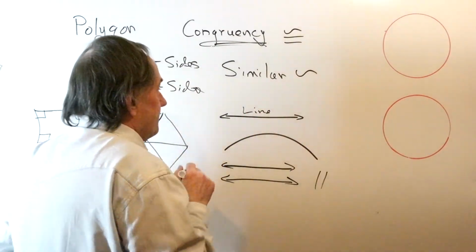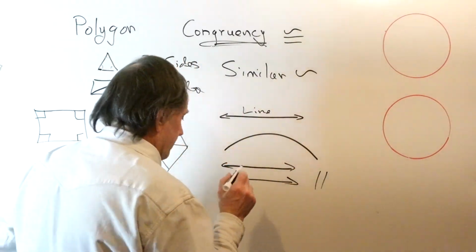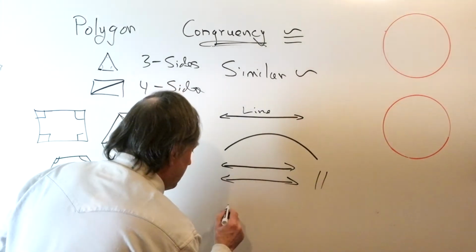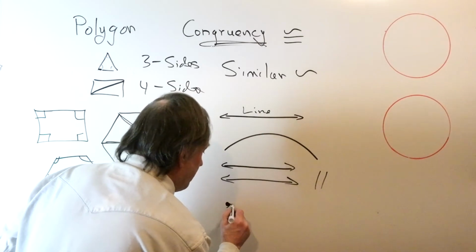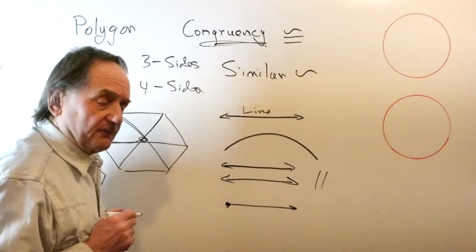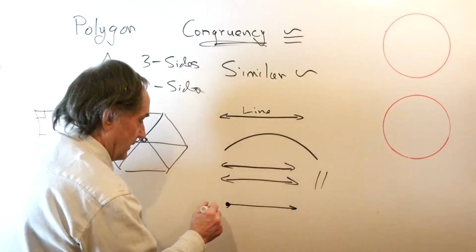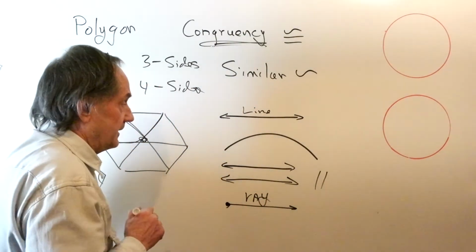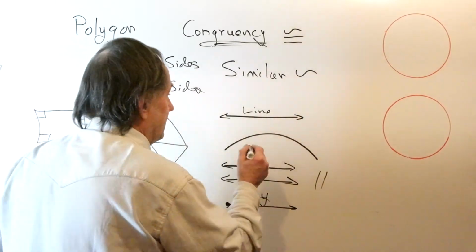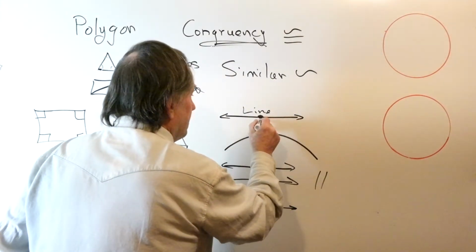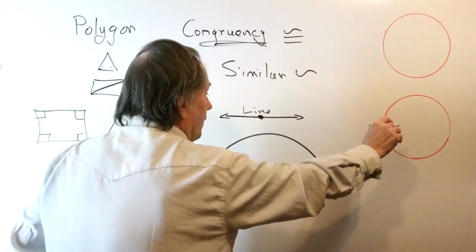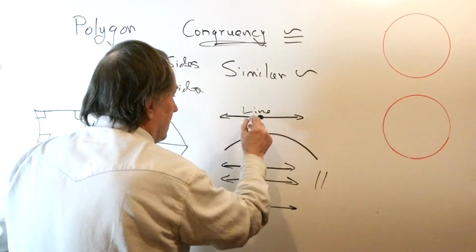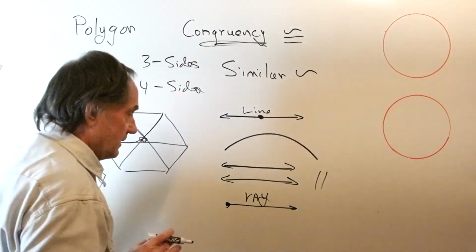Now we have another object that we call a ray. A ray starts at a specific point and goes out infinitely outward from that point. And this is called a ray. You can think of it as being a half line. A line, if you pick any point on a line, then there'd be two rays, one going outward to the right, one going outward to the left, in this fashion.